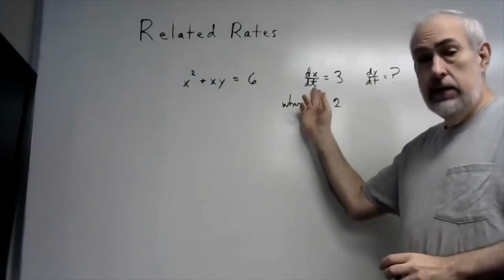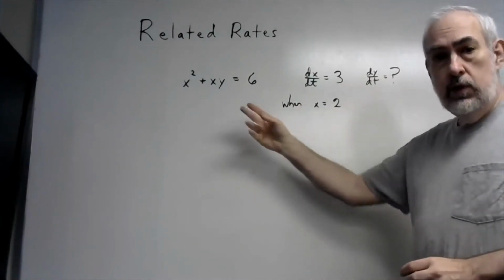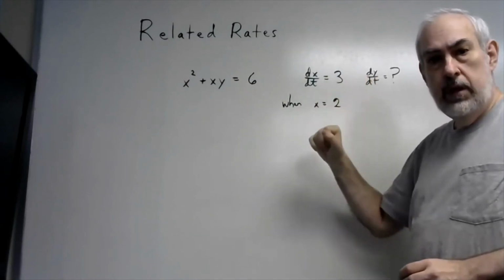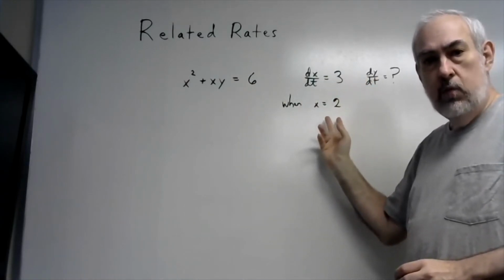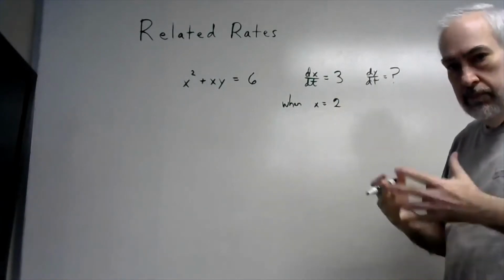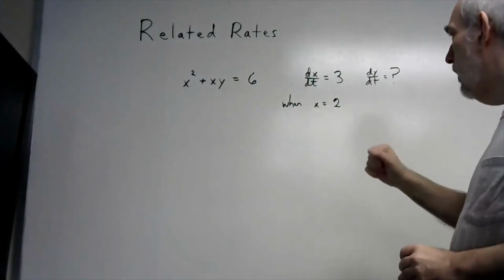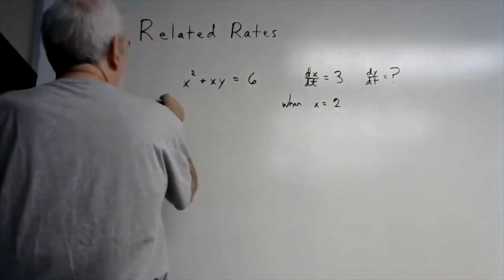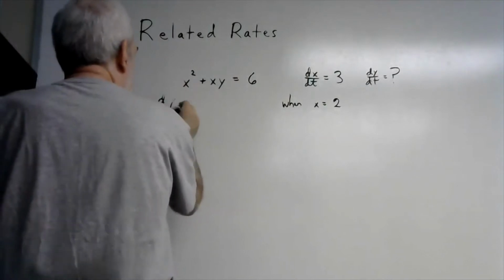So this is your typical setup. You're given one rate, looking for another rate. You have some equation that relates your two variables, the x and the y, and you're usually given the value of one of your variables at some point in time or some situation or arrangement. Okay, anyway, so what we're going to do is implicitly differentiate this equation with respect to t on both sides.